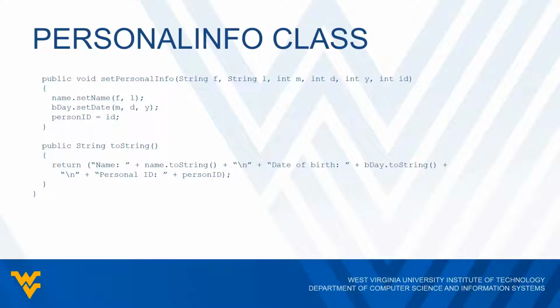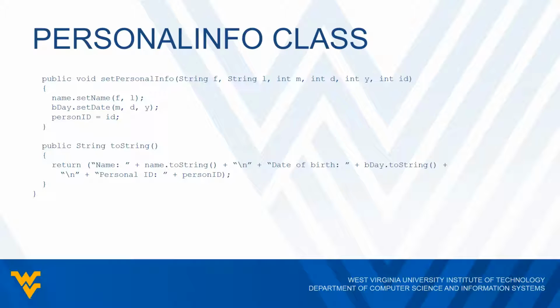Here is the second part of the personal info class. In the setPersonalInfo method, we are setting the values of our first and last name, the month, the day, and the year of the birth date, and the ID. Since name and bday are objects of their respective classes, I can invoke methods on those objects. To set the name of the person, I can do name.setName and then pass the first name and last name. For bday, if I want to set the date, I can just invoke the setDate method on the bday object and pass the month, day, and year.